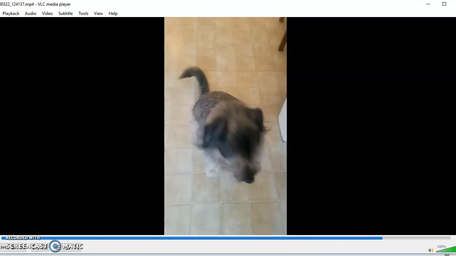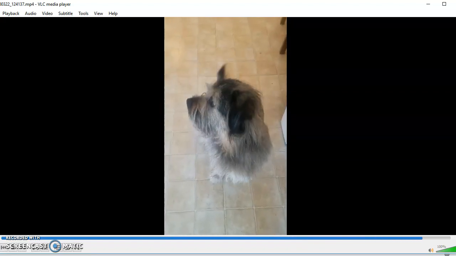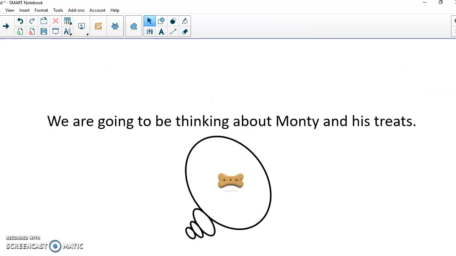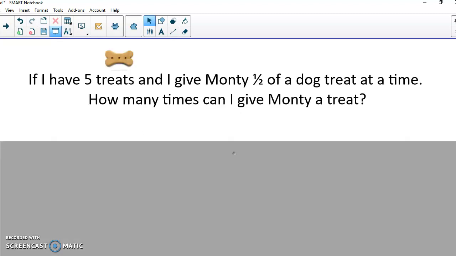So we're going to be thinking about Monty's treat and how he only gets half at a time. Okay, so let me find my tab here. There we go. So like I said, we're going to be thinking about Monty and his treats. Imagine that I have 5 treats and I give Monty a half of a dog treat at a time. How many times can I give Monty a treat? So we want to think here, what do I know and what can I draw?